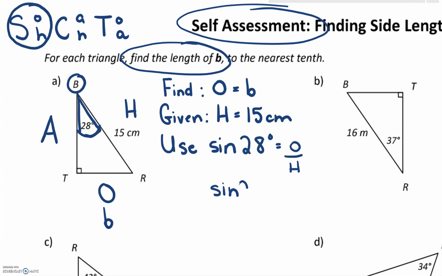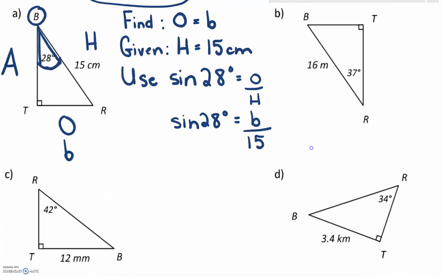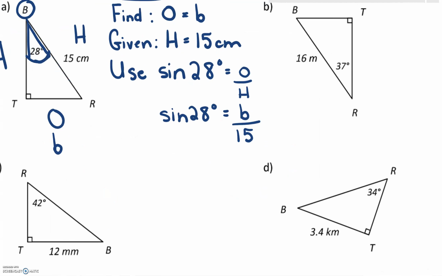So sine of 28 equals, the opposite we don't have, it's lowercase b. The hypotenuse, however, we do have, and it's 15. So in this case, you need to solve for b, and to solve for b, there's a division in the way, a division by 15 to be more specific. So to cancel out that division by 15, what you want to do is multiply both sides by 15.